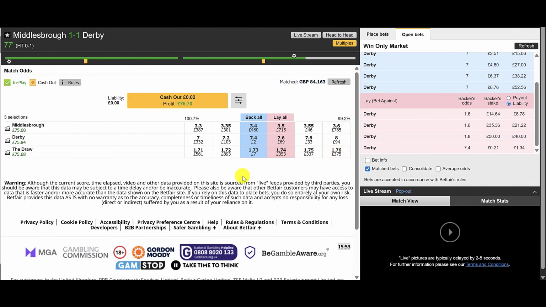But you saw how we spotted this. Derby leading at half time. Current projected match result was a draw. We knew that there was a correction. We expected a correction. We got involved laying Derby. We got the equaliser. Okay, simple as that. So anyway, Middlesbrough 1, Derby 1. We're out with a profit.